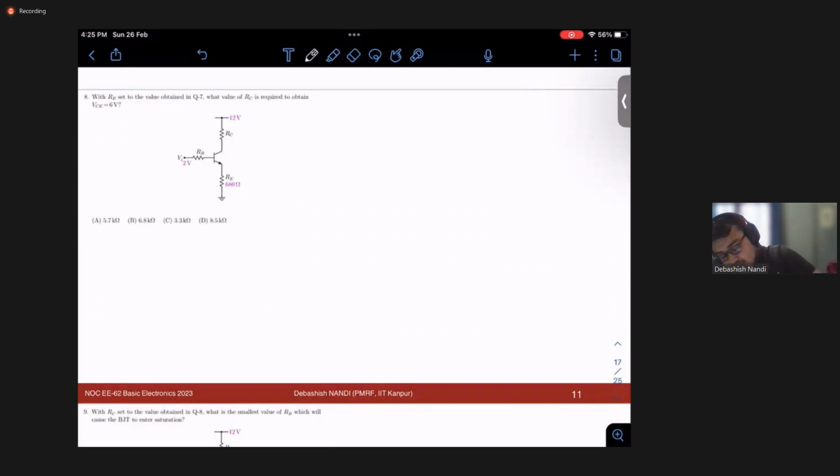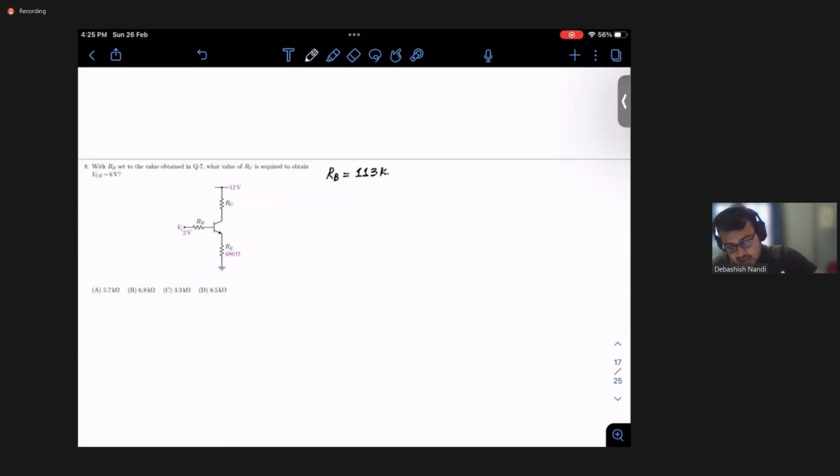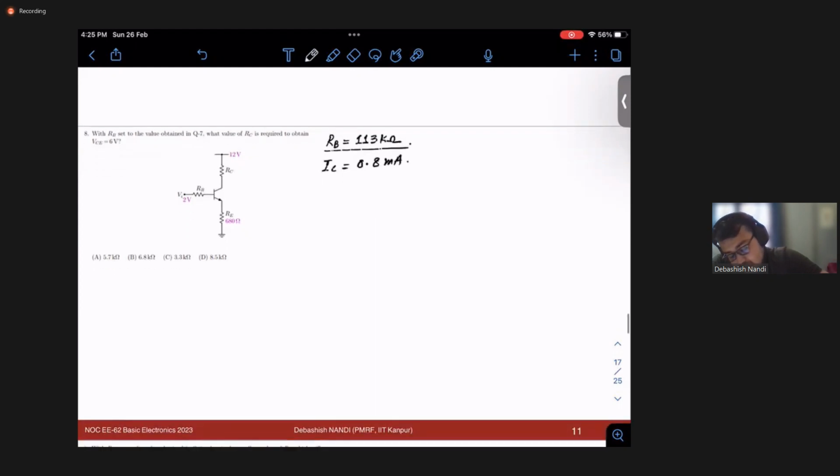RB is set to the value obtained. RB we got as 113 kilo ohm, right? And for this RB, we have seen that IC is 0.8 milliampere, right? Now they wanted us to find out this. See, this is your VCE, right? This is your C, this is B, this is E, and this is an NPN transistor.